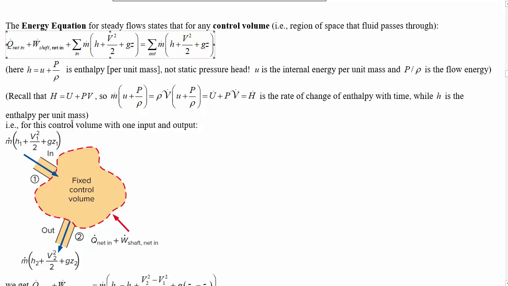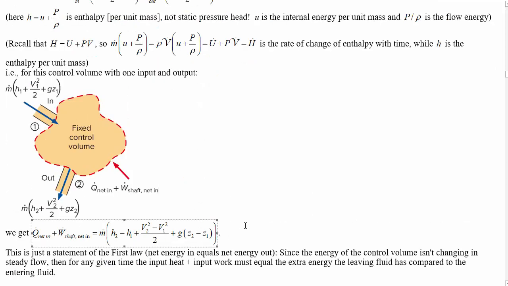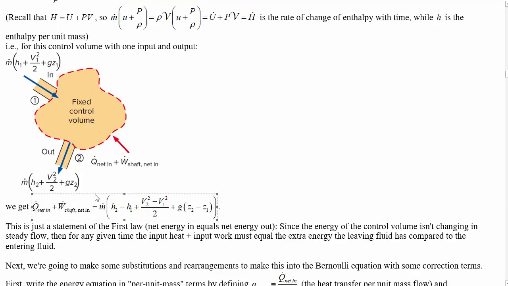Okay, so that all added up is going to equal the rate of energy leaving, which is the same mass flow rate and enthalpy, velocity squared over 2, gz that we had on the inlet side, except now referring to the exiting flow. All right, so if we rearrange this, we can put it in terms of mass flow rate times change in enthalpy, change in velocity squared over 2, g, change in height. It's just a statement of the first law of thermodynamics. Again, energy in equals energy out.